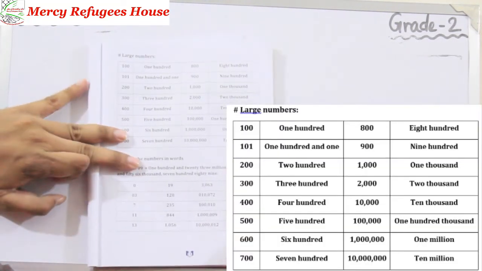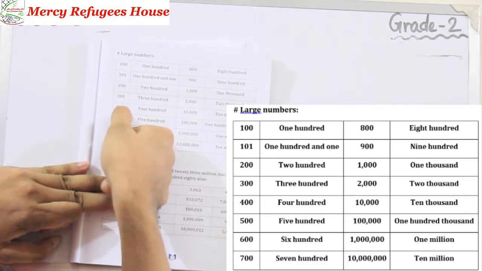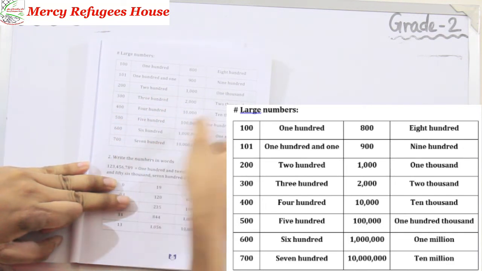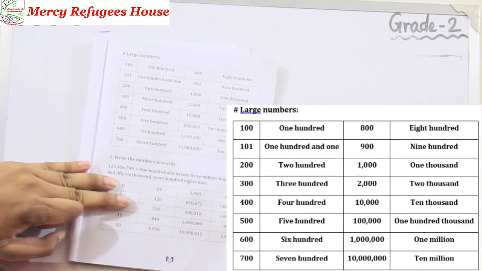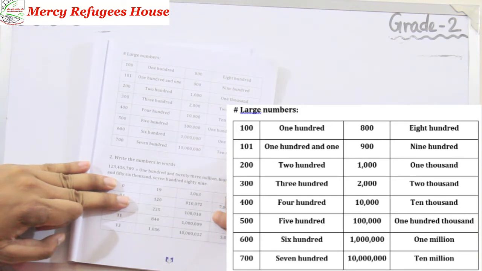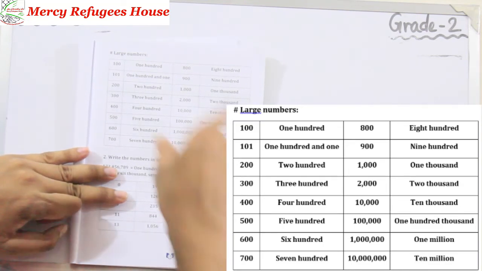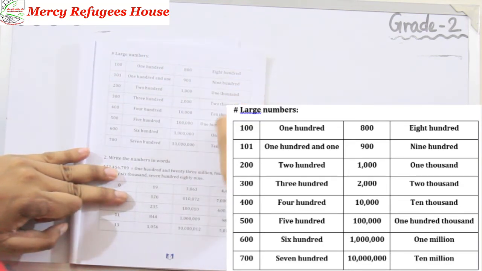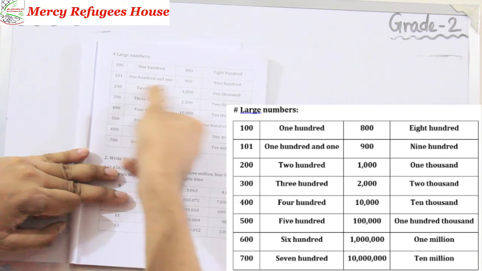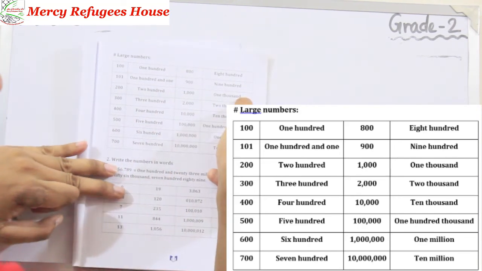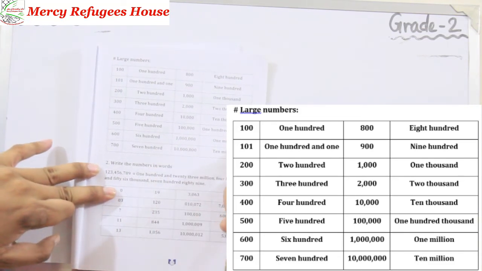Look at this. The next one is showing the large numbers: 100, 200, 300, 400, 500, 600, 700, 800, 900, 1000, 2000, 3000, 10,000, 100,000, 1 million, 10 million. Here there is nothing you need to do. You just need to teach the student that these numbers are called this. They should know this, they should learn this. They should be able to write this and this. This is 1000, they should be able to tell us. This is 100,000, they should be able to tell us. This is 1 million, they should be able to tell us.